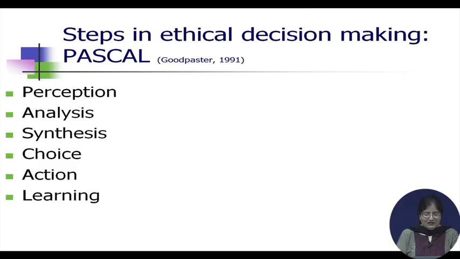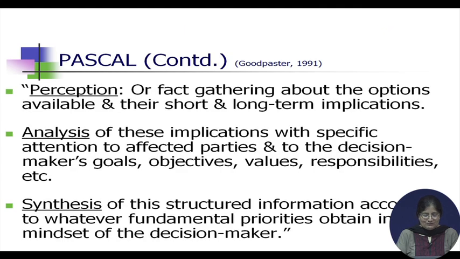The difference between ethical, moral and right and wrong is outside the scope of this discussion, but just to simplify things, I'm using these terms interchangeably. So there are 6 steps in ethical decision making, and the acronym that helps you remember these steps is PASCAL, P-A-S-C-A-L, and this has been referred to in the work of Goodpaster. The paper was published in 1991. I'll give you the complete reference for it. Now, these 6 steps are perception, analysis, synthesis, choice, action and learning. Let's see what each of these mean.